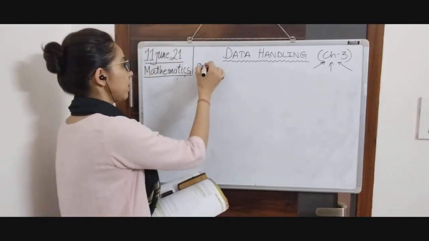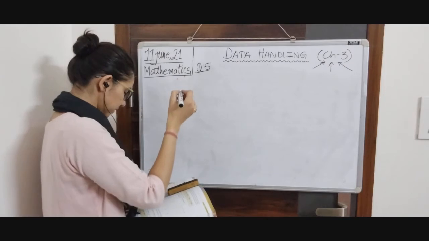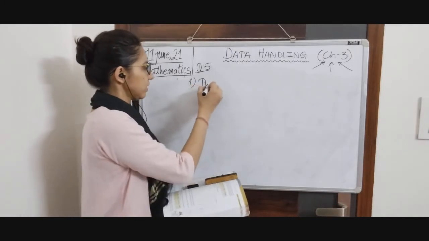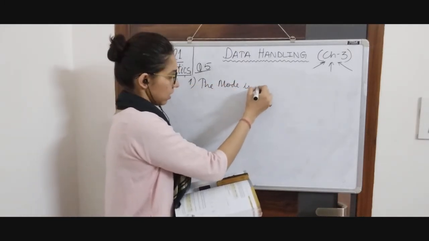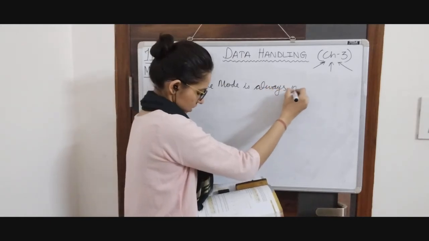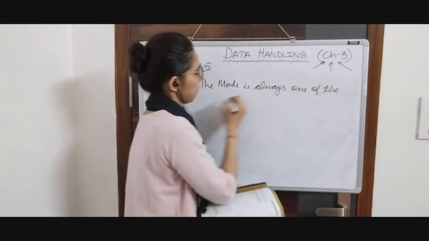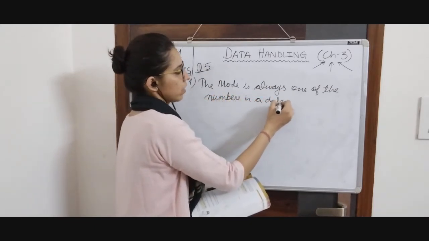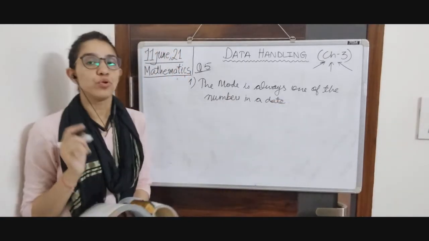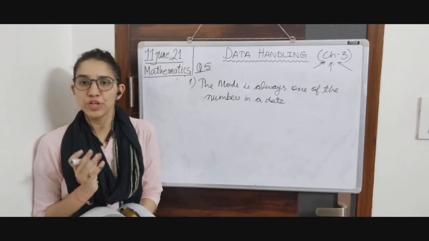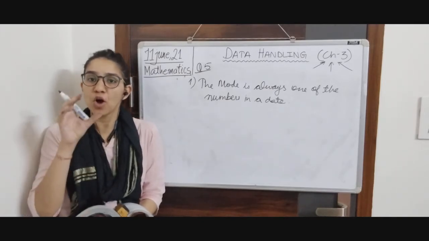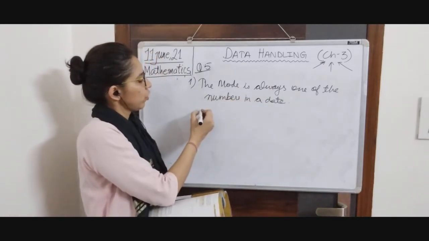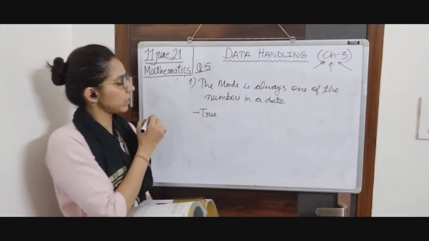Question number 5. We have to tell whether the statement is true or false. First observation: the mode is always one of the numbers in a data. So should it be true or false? It should be true because, by the definition of mode, it is the observation which is occurring most often. So it is going to be one of them. So your answer will be that this statement is true.